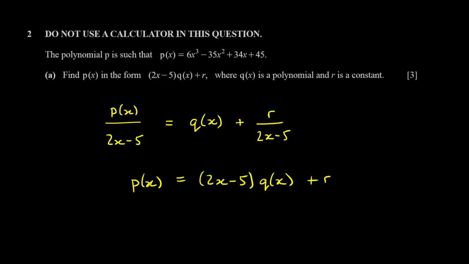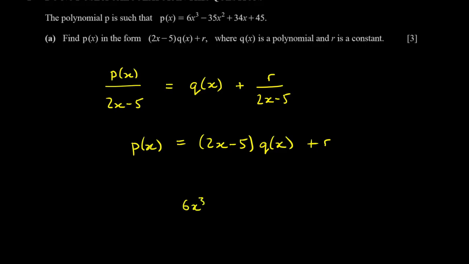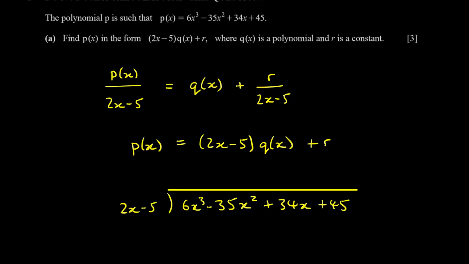Okay, so in other words, how do you find q of x? Well, q of x you get through your ordinary polynomial division. And what is r? r is going to be the remainder that is left over. Okay, so we're just going to do polynomial division. So we've got the polynomial 6x cubed minus 35x squared plus 34x plus 45. And we've got to divide that whole thing by 2x minus 5. All right? So we're going to do that full division there.